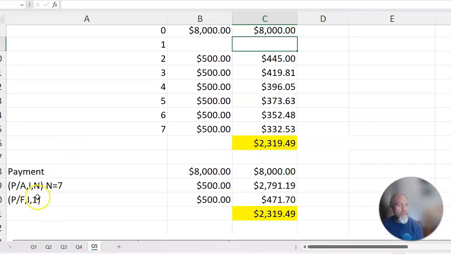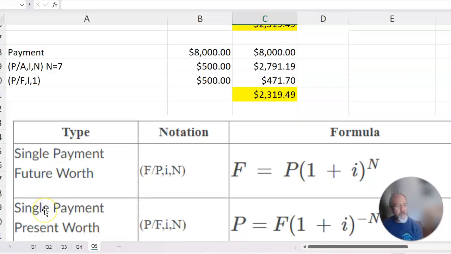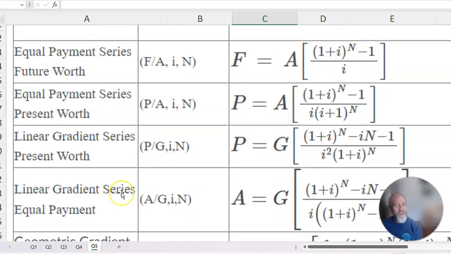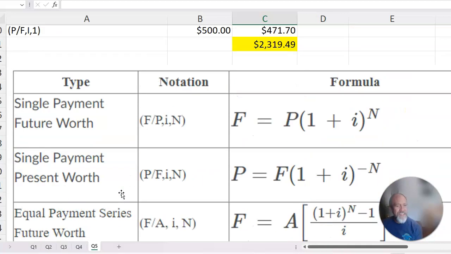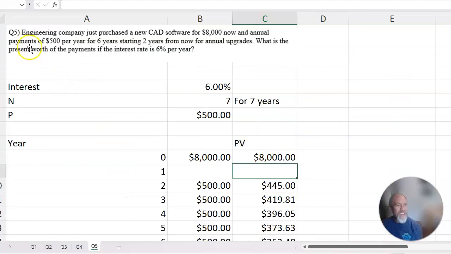Okay. The notation P over A, P over F, F over P, F over A, A over F, and A over P. Those are the ones. Those are those equations. There they are. Again, these aren't really hard equations. You can do this. That's it.